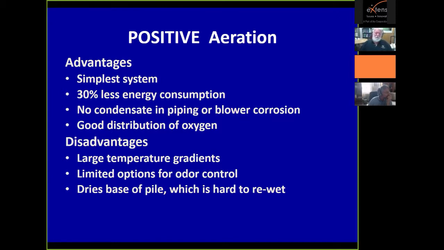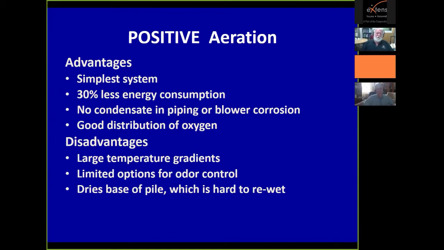Now, you do either need to have a supply of electricity at your site, or if your site is very rural, there's been a lot of success lately with solar-powered blowers for compost or ASP piles. You don't see the condensation in the piping or potential corrosion in the blower that you see with negative aeration systems, and you do get a very good distribution of oxygen.